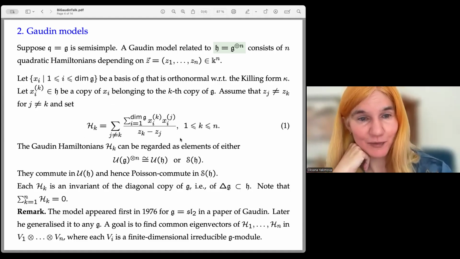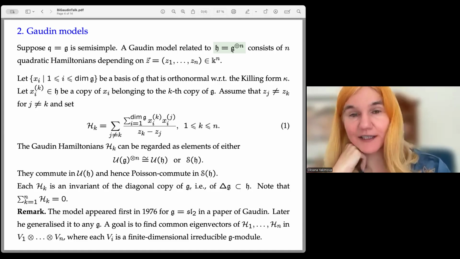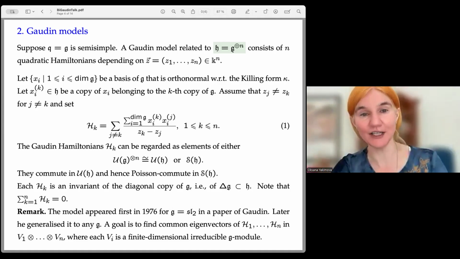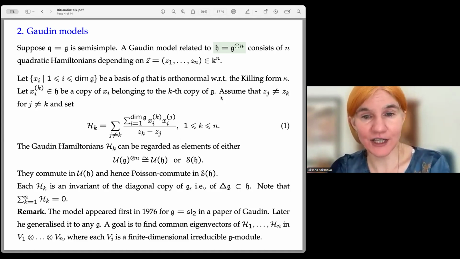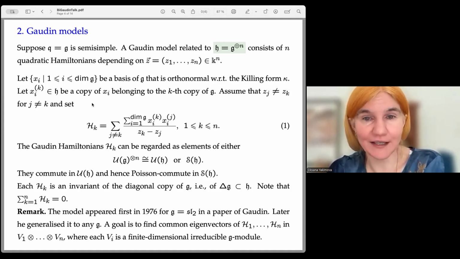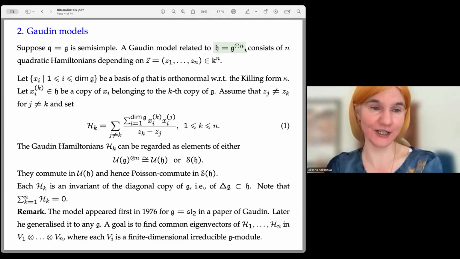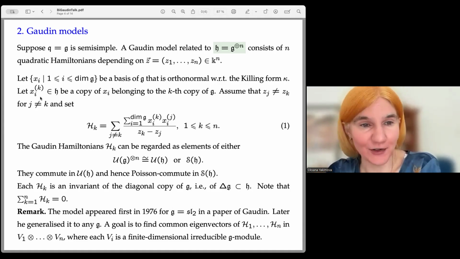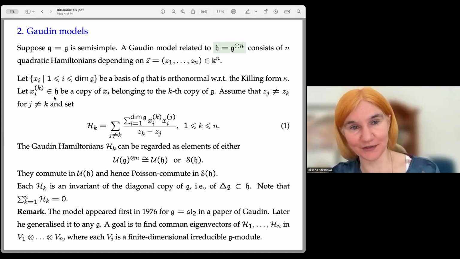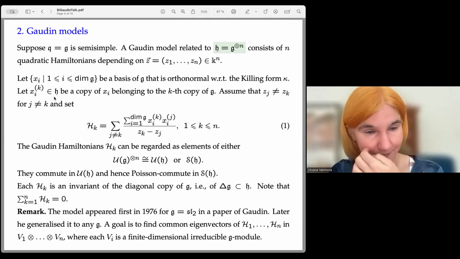So here are the formulas. I'm assuming now that G is semi-simple. So I take the direct sum of n copies of G. This is a semi-simple Lie algebra H. On G, the Killing form is non-degenerate, so we can find an orthonormal basis with respect to it. And then because I have n copies of G, I have n copies for each element of a basis corresponding to the copies of G in the direct sum.